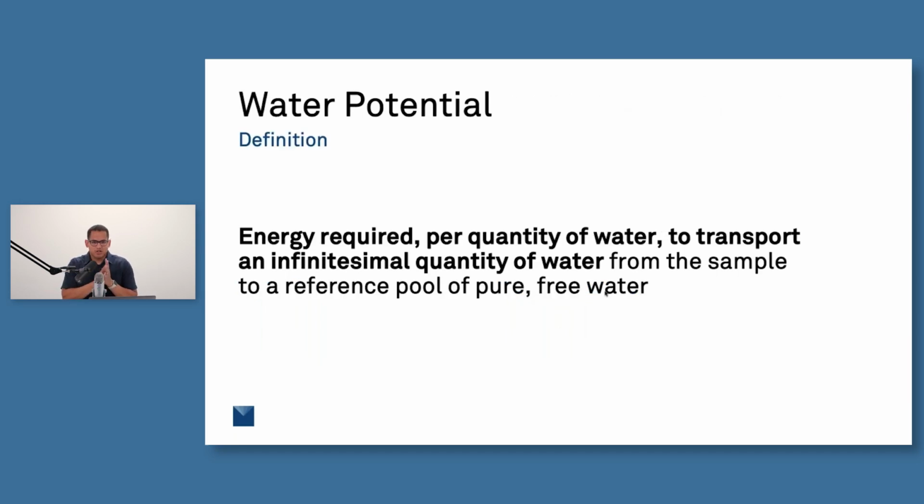So, just to dive a little deeper, just to define what water potential is. Water potential is the energy required per quantity of water to transport an infinitesimal quantity of water from a sample to a reference pool of pure free water. So really the thing to take away here is our reference for water potential is a pool of pure free water. So that's our 0 point. And then from there, we go negative as it becomes less available or more tightly bound.